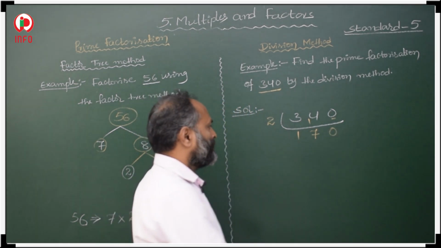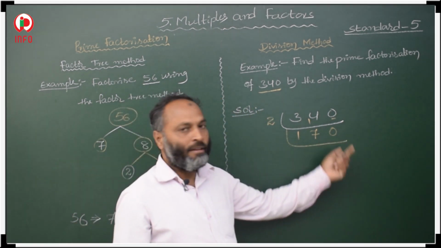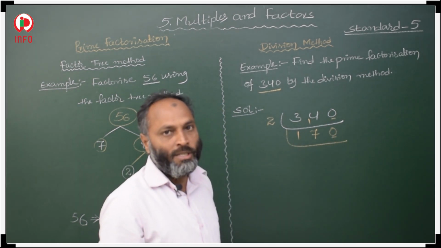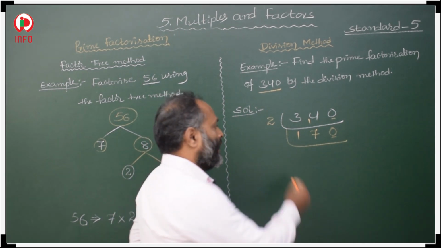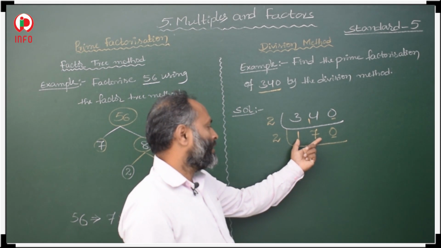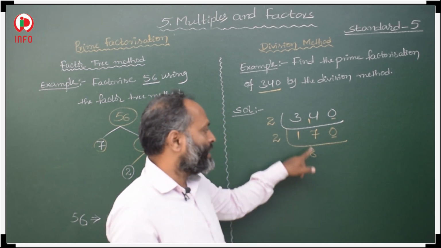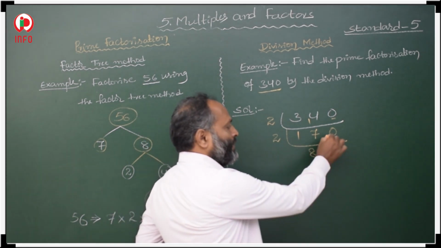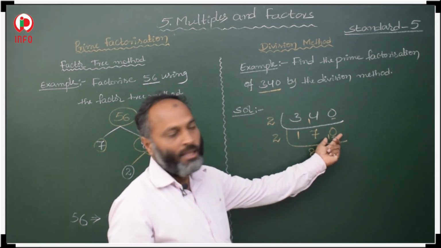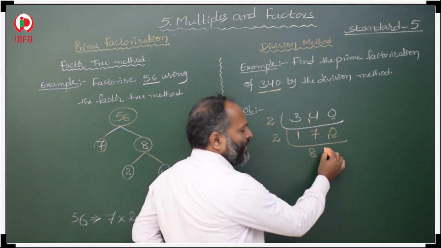Then again, you check whether this number is even or odd. What is the last digit, the ones place? In the ones place 0 is there, so it is an even number. So again divide with 2. Now 2 8s are 16, and between 16 and 17 the difference is one. That one you keep here, so it's 10. Then when you get 10 in the 2 table, 2 5s are 10.